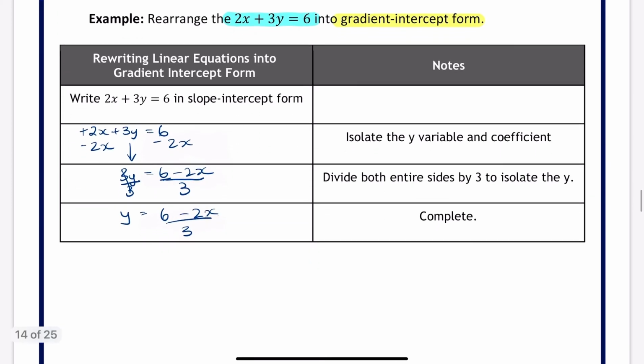Now, let's extend this question a bit further. What would be the gradient, and what would be the y-intercept? It might look a bit confusing at the moment, but we can split this up and put both of these terms over 3. Now 6 divided by 3 is 2, and minus 2x divided by 3 is just minus 2 over 3, x.